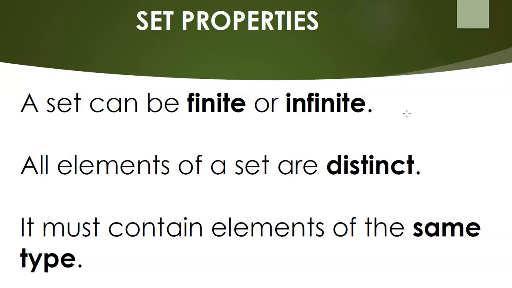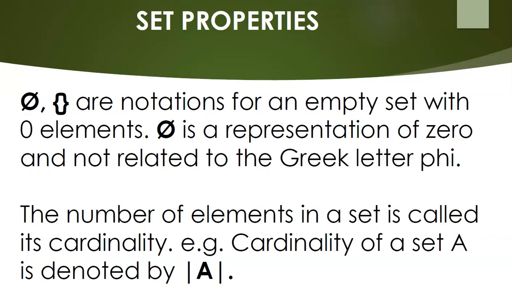A finite set, of course, you can count the number of elements in it. All the elements of a set are unique. They have to be distinct, and they should all be the same type. An empty set is nothing but a set with 0 elements in it, and it's notated by the open and closed curly braces as well as a variant of 0 notation here, which is not related to the Greek letter phi.